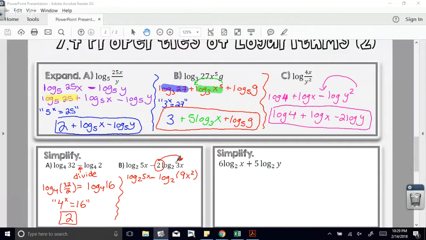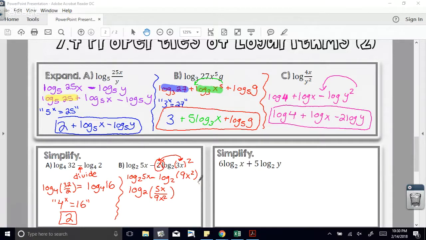Okay, so what I did is I took 3x to the second power, and I moved the 2 from the front. Okay, so then I have a subtraction, and similar to the one over here, when we merge subtraction, we are going to divide. So this becomes the log base 2 of 5x divided by 9x to the second.